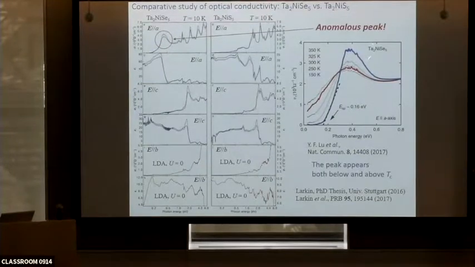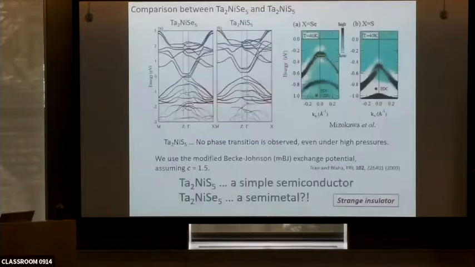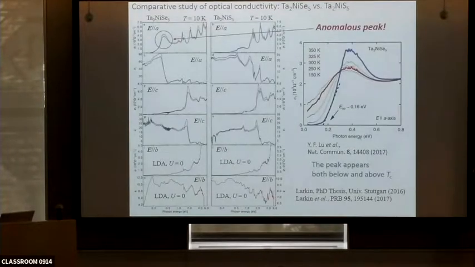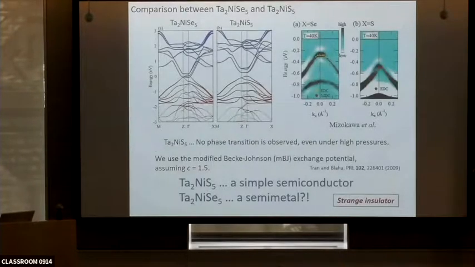And this is the temperature dependence. We have 150 Kelvin, this peak, and the red curve is just at the transition point, and 350 Kelvin. So even above TC you have a peak. The peak appears both below and above TC. This is from these papers. Okay, and we want to explain these structural features, and we made the band structure calculation again.